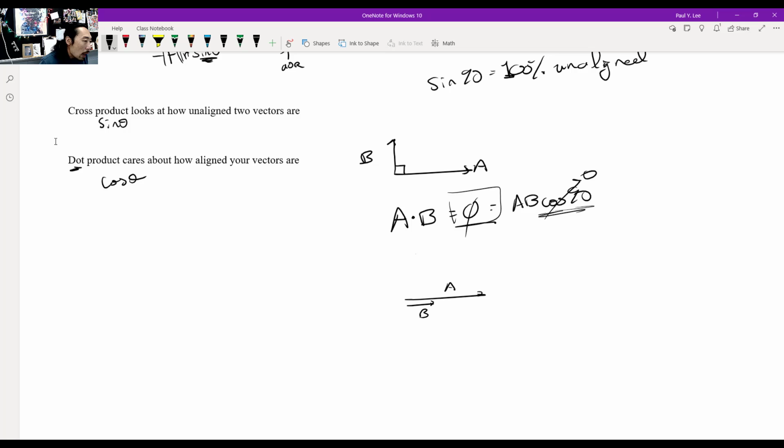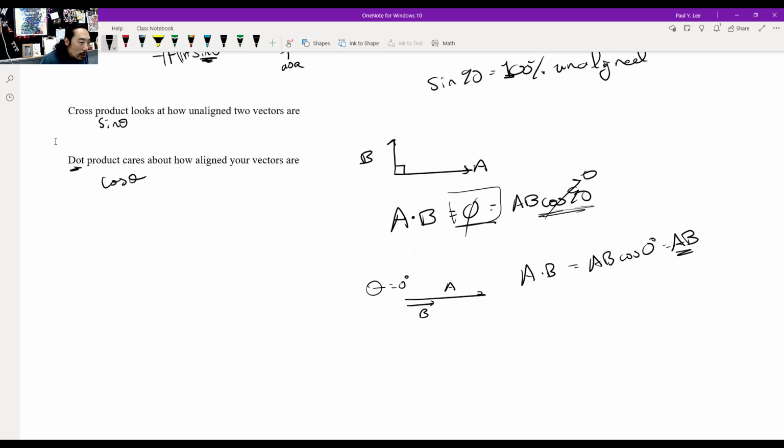Okay, so we're looking at how aligned A and B are. Here, the angle in between these two vectors, your theta, is actually 0 degrees. And so if we have AB cosine of 0 degrees, we will get a maximum, or 100% of A times B.